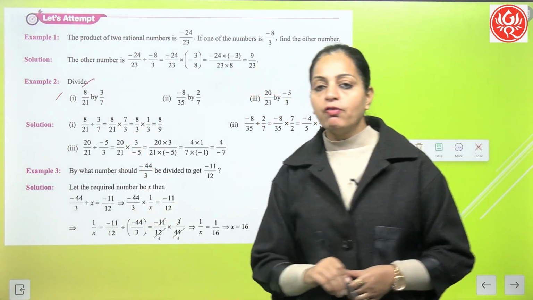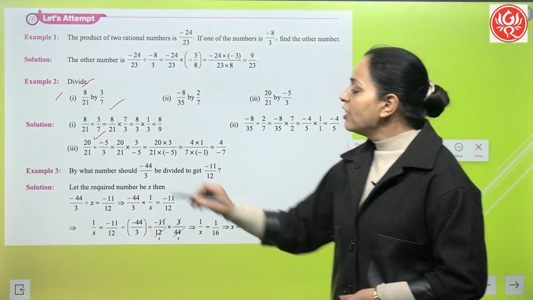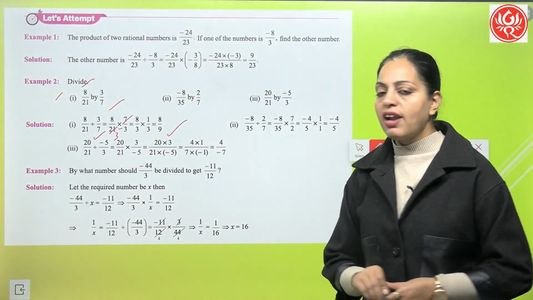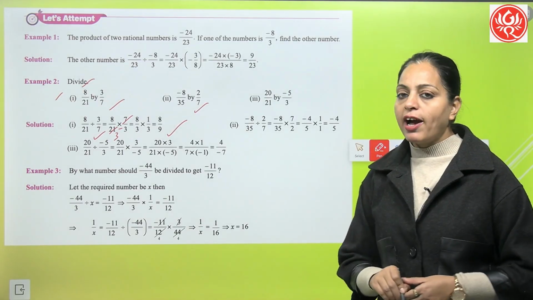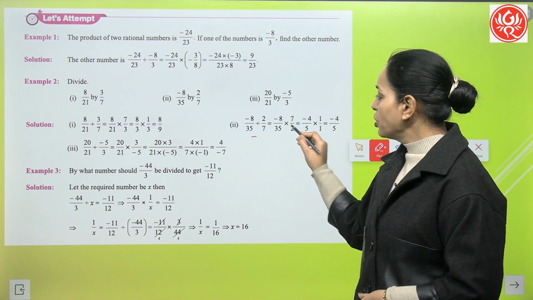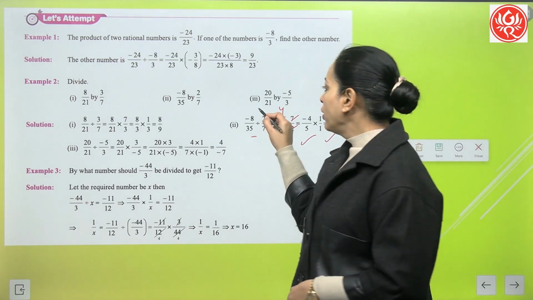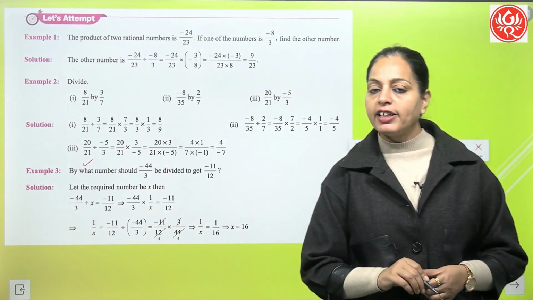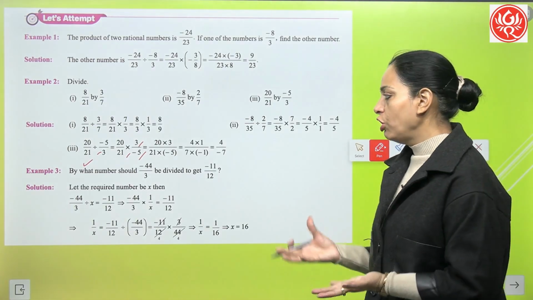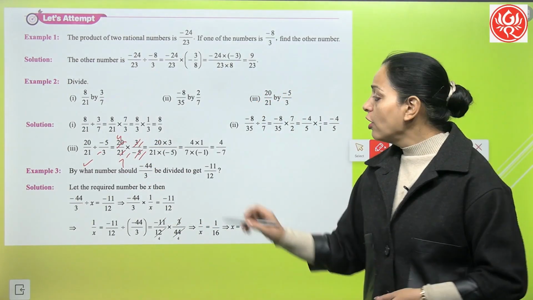Now example 2, divide. The first one, 8 upon 21 by 3 upon 7. So 8 upon 21 divided by 3 upon 7. Change division into multiplication. 7 upon 3, now 7 3s are. So here 8 upon 9. The second part, minus 8 upon 35 by 2 upon 7. So write down minus 8 upon 35 divided by 2 upon 7. Change division into multiplication. 7 upon 2, now 2 4s are, 7 5s are, minus 4 upon 5. Now the third part, 20 upon 21 divided by minus 5 upon 3. So change division into multiplication, take the reciprocal. It becomes minus 3 upon 5 or 3 upon minus 5, same thing. Now cancel the terms, 5 4s are, 3 7s are, एक positive है, एक negative है, तो answer would be negative.